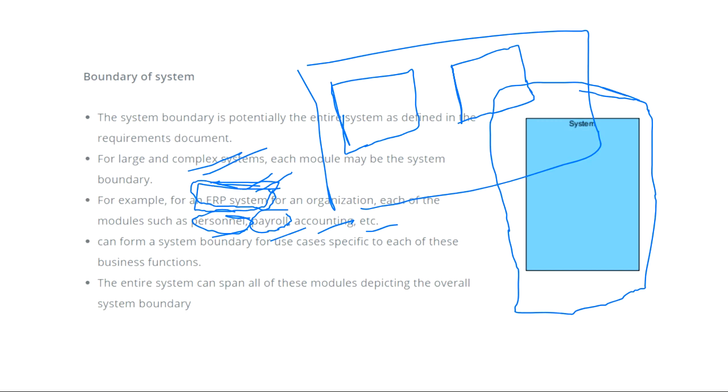So the UML use case diagram system which you are drawing need not be this whole ERP system. You can take this small system also and create a use case diagram. Anything will work. Got it?